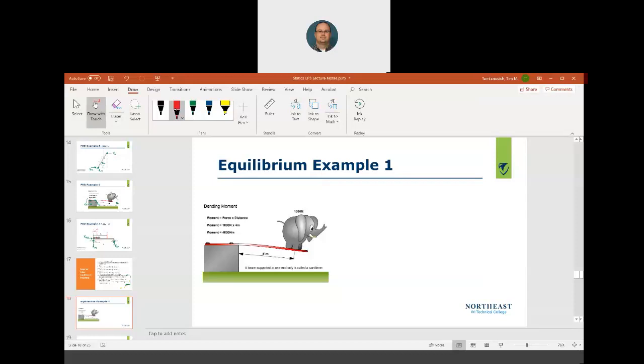Example 1. Basically, I want to solve the reaction, so I need to know how to design these bolts here. So I'm going to call this point A. Here's my point of application right there. We have the reaction at point Y.